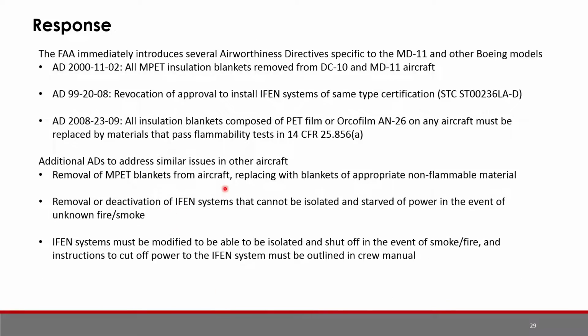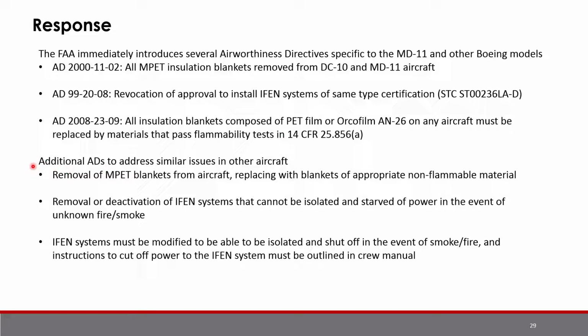The FAA started introducing some airworthiness directives specific to the DC-10 and to the MD-11, which included taking away all those flammable blankets, and revoking all the approval for the type certifications of those IFEN systems, which means any system that is similar to that one is not allowed to be installed in the aircraft. And any insulation blankets consisting of a similar material to the MPET must be replaced with materials that pass flammability tests.